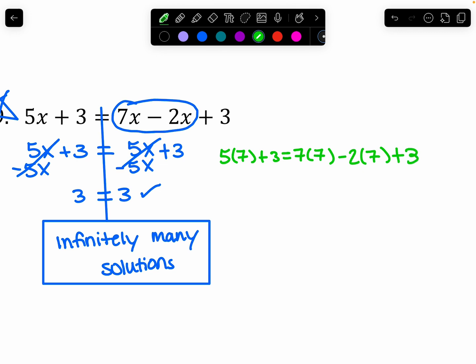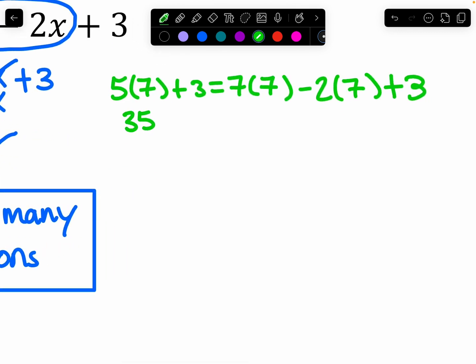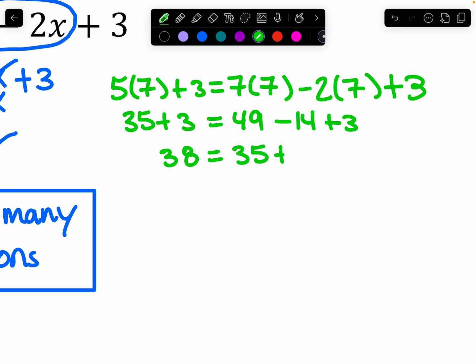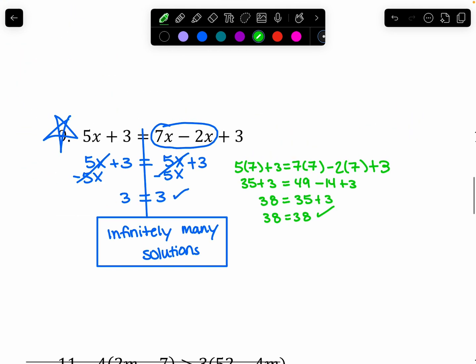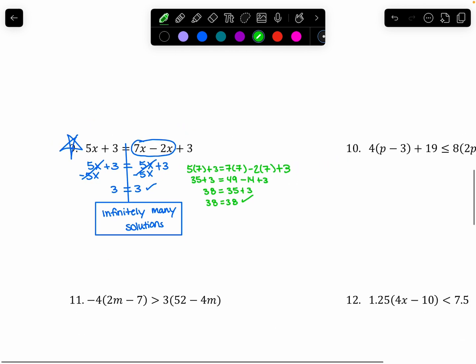And I'm going to go ahead and simplify like I would do with PEMDAS. So this will be 35 plus 3 equals 49 minus 14 plus 3. This is 38 equals 49 minus 14 is 35 plus 3, which is 38. Look at that. And I could plug in any number. I just chose 7 randomly, but you could pick any number and plug it in, and you're going to get the same thing every time. Your equation will always be true no matter what you plug in. So we call this an infinitely many solutions answer. This is a special case, okay?